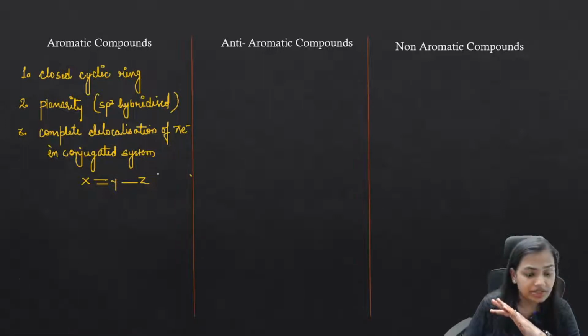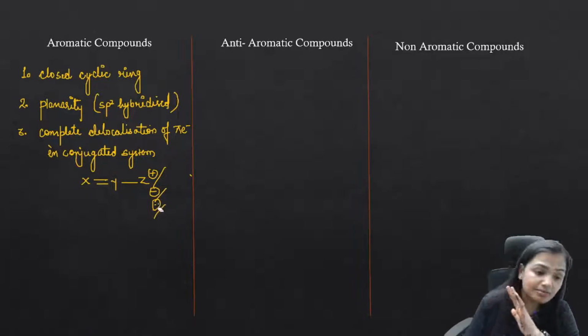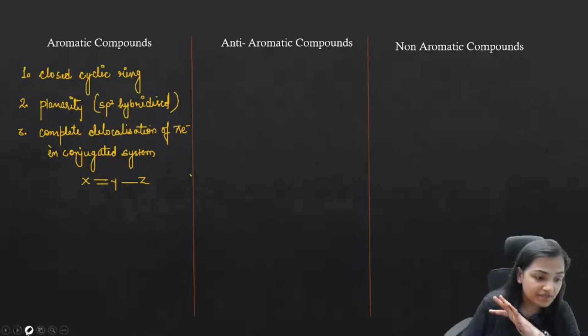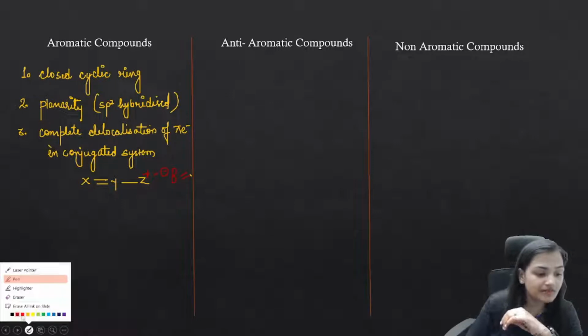Again I am writing, please focus, we could have either a positive charge or a negative charge or a lone pair of electrons, or the vacant orbital, or a pi bond. I think all the 5 conditions are very clear to all of you. Over the Z, it could be positive, negative, a lone pair, a vacant orbital, or a pi bond. Any of the 5 conditions could be there.